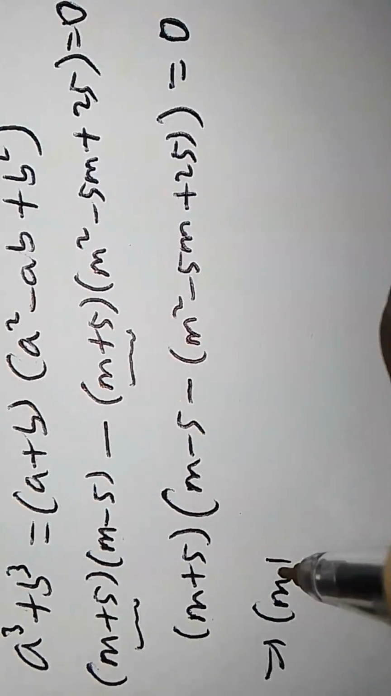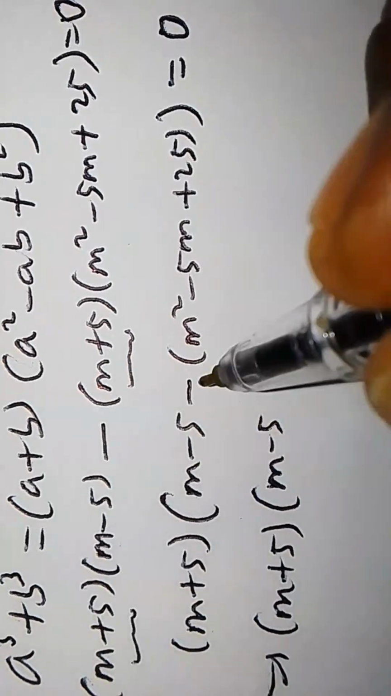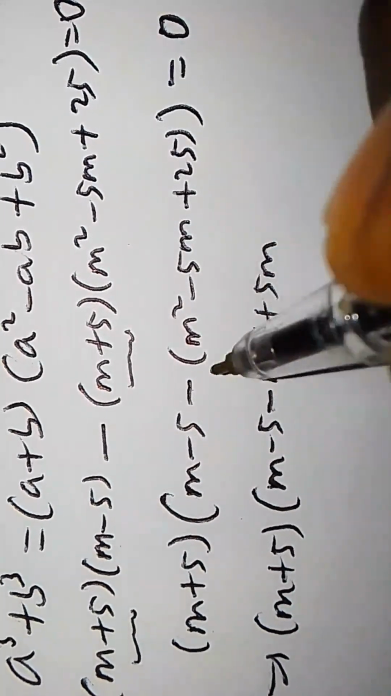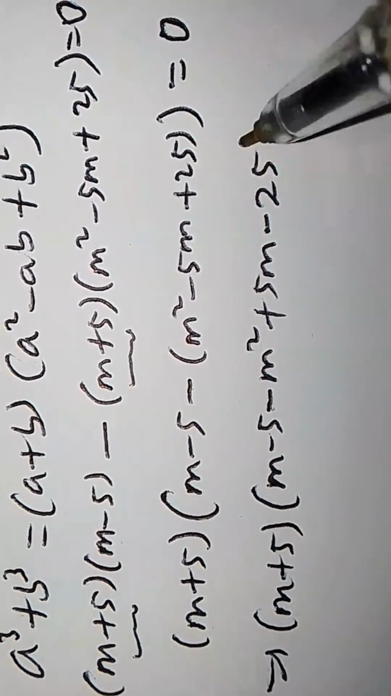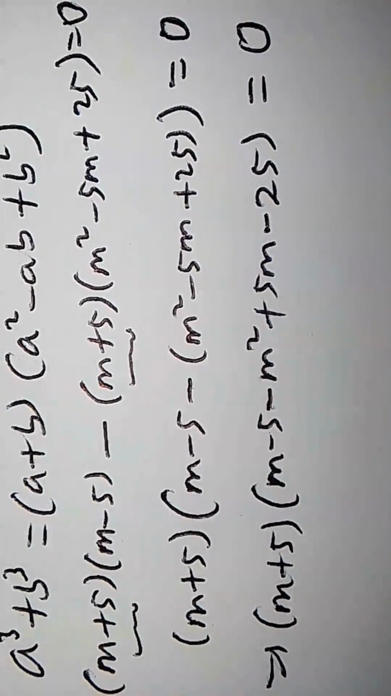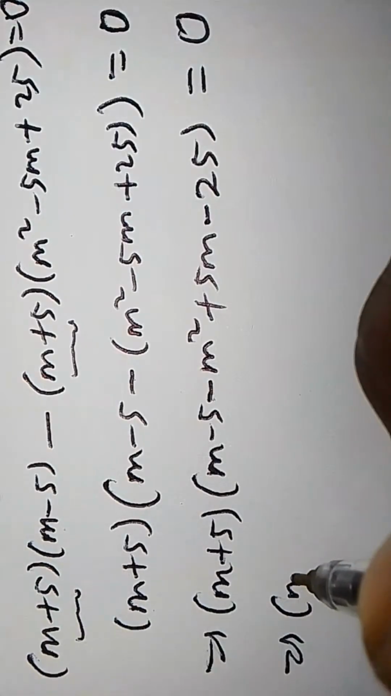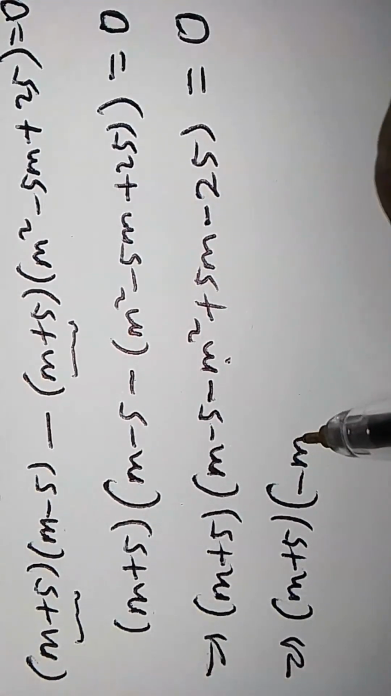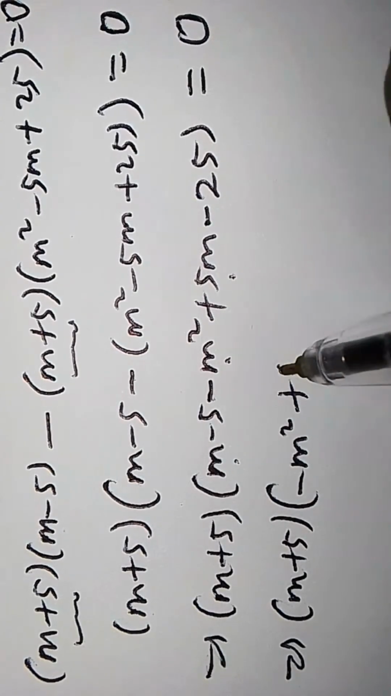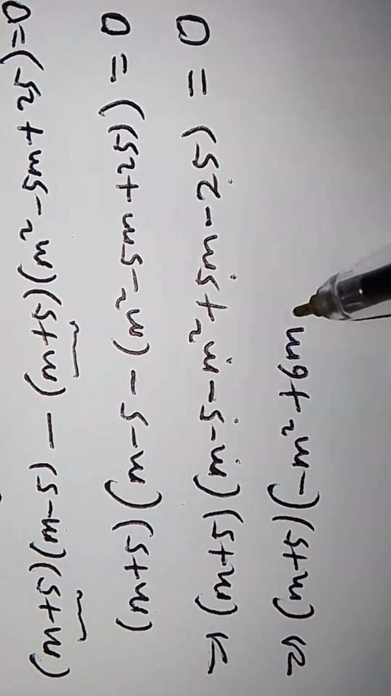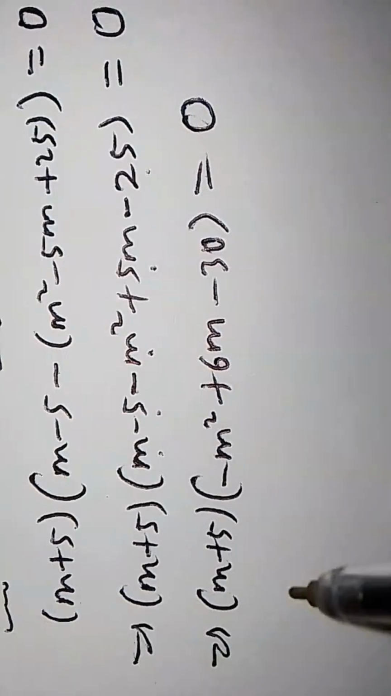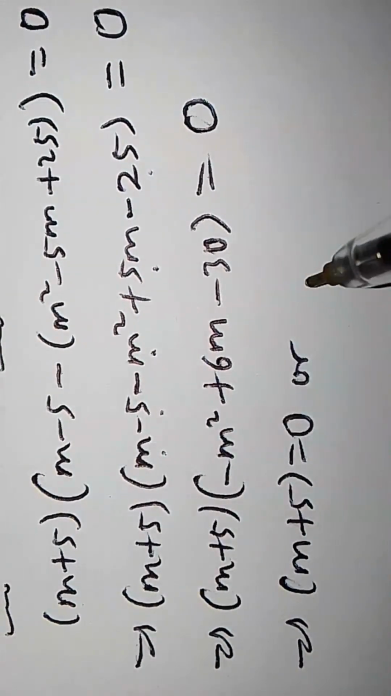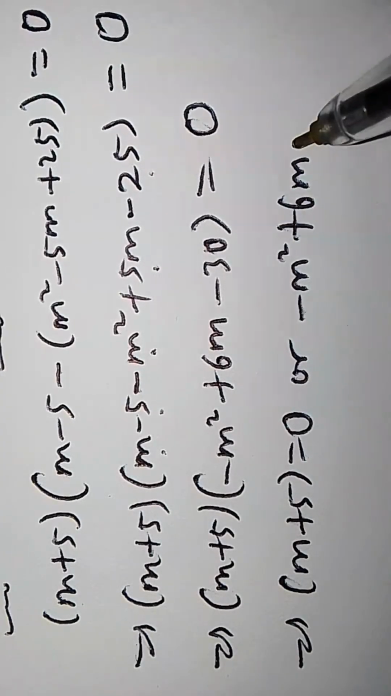This means that m plus 5 times m minus 5 minus times m squared, that is minus m squared, minus times minus 5m, that is plus 5m, minus times 25, that is minus 25 equal to 0. Let's proceed further. This means that m plus 5 into, let us add the common terms. First one is minus m squared, m plus 5m, that is 6m, minus 5 minus 25, that is minus 30, equal to 0. This implies that m plus 5 is equal to 0, or all of this, minus m squared plus 6m minus 30, is equal to 0.